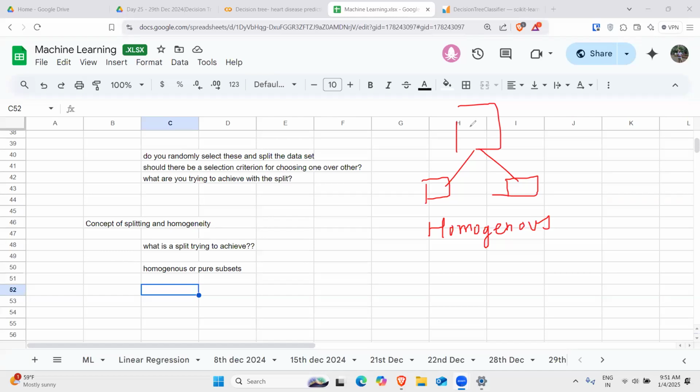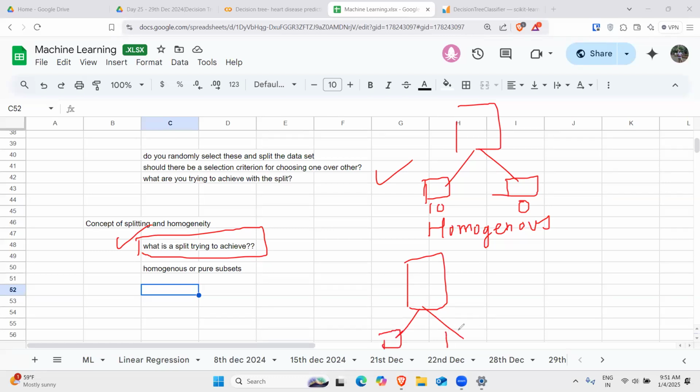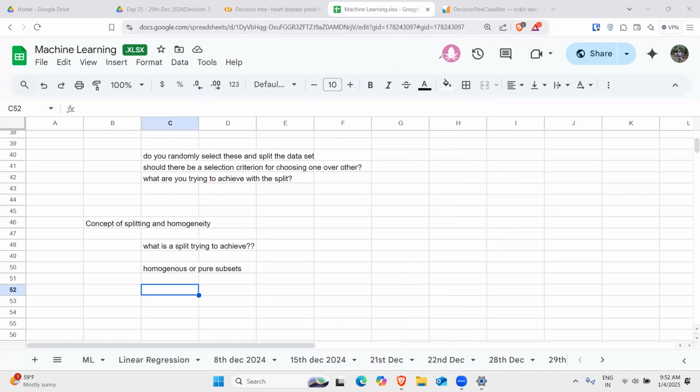Okay, so what we are talking about is what our split is trying to achieve. Our split is trying to achieve homogeneity. It should be like this, 10-0. That is the ideal case. Or even if it is not 10-0, it will be 9-1. That is also accepted. But it should not be like this, 5-5, or 6-4. That is purely non-homogeneous splitting, right? So what do you mean by homogeneity? It should be 10-0, 9-1, something like that, right?